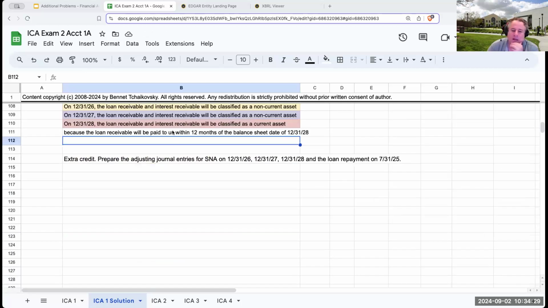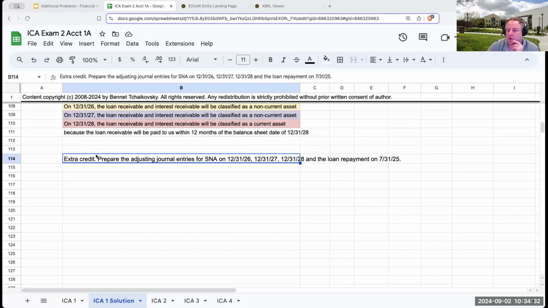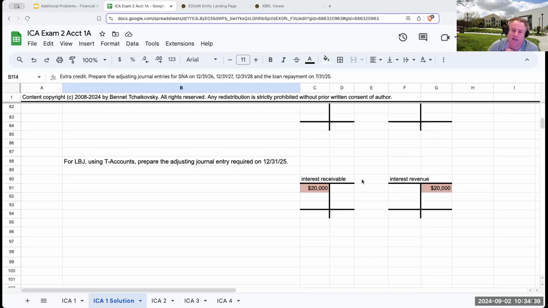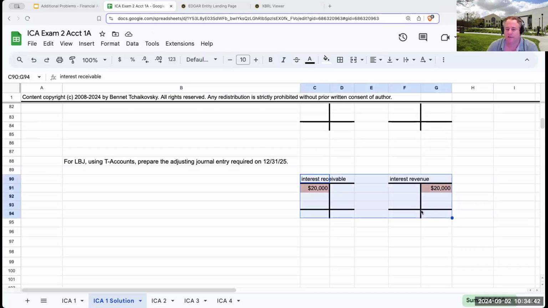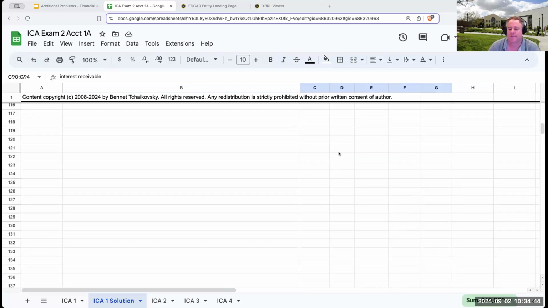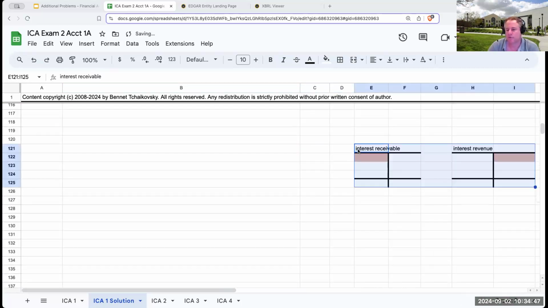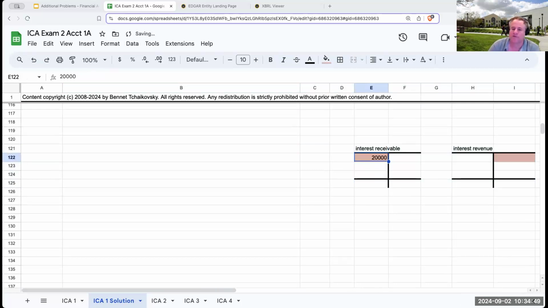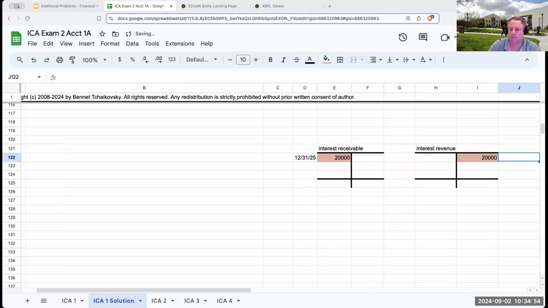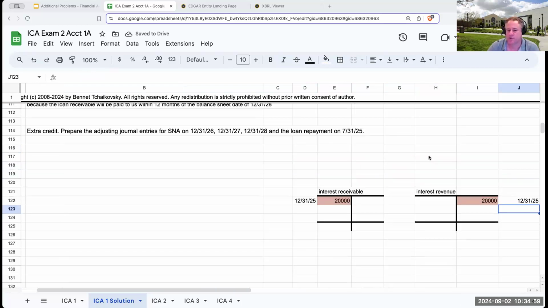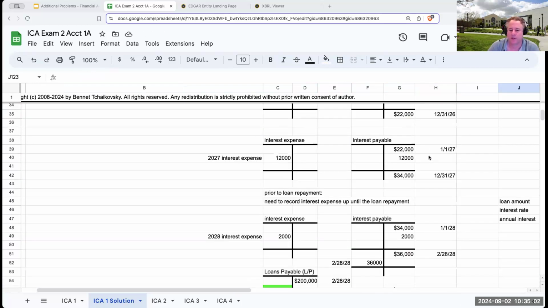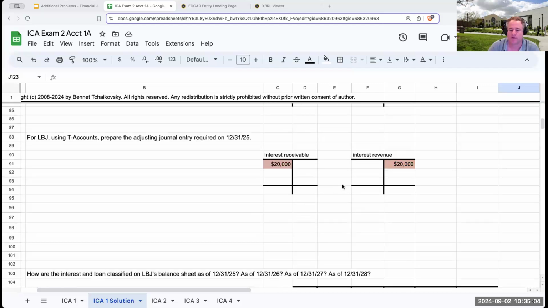Okay. Now, extra credit. How would we prepare the adjusting entries on this and the loan repayment? Well, basically if we look at this, we're going to bring down some accounts. So on 12/31/25, for the interest receivable and interest revenue, and then we also have the loan receivable.